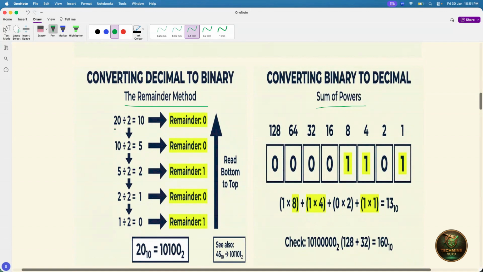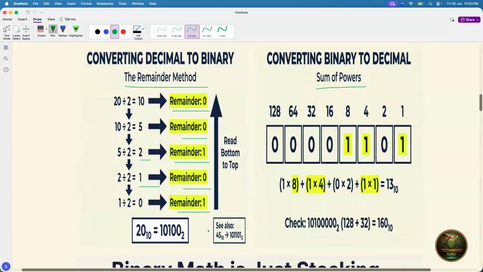So 20 divided by 2 will give 10 and the remainder as 0. 10 divided by 2 will give 5 and remainder 0. 5 divided by 2 will give 2 as result and remainder as 1. 2 divided by 2 will give 1 as result and remainder as 0. And similarly, 1 divided by 2 will give you 0 and the remainder as 1. So in binary, we will represent it as 10100, right?